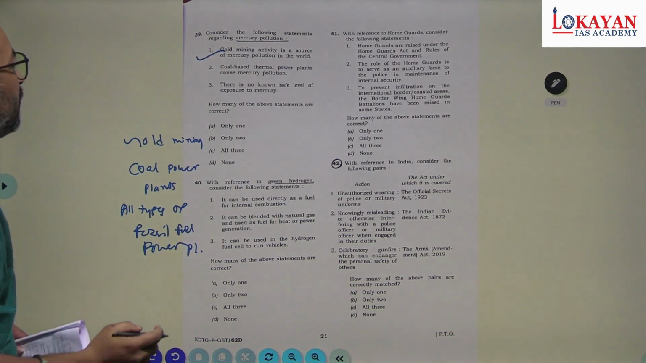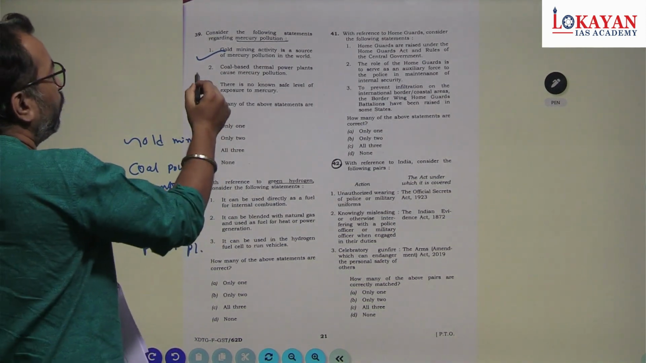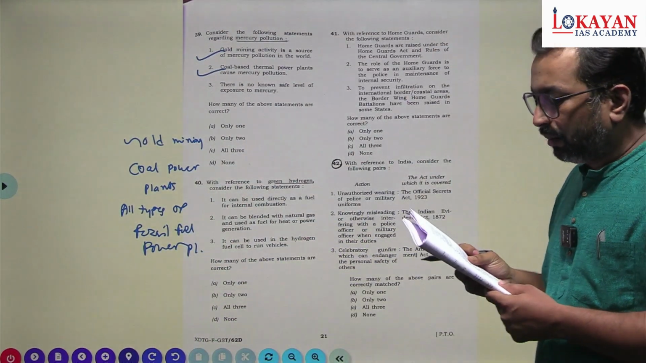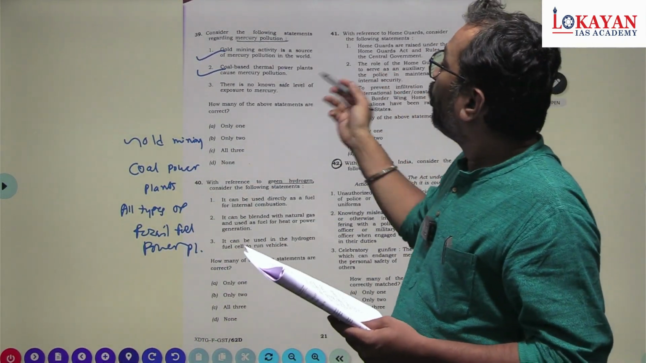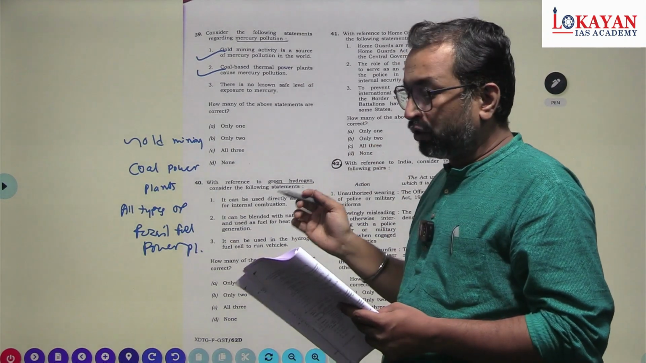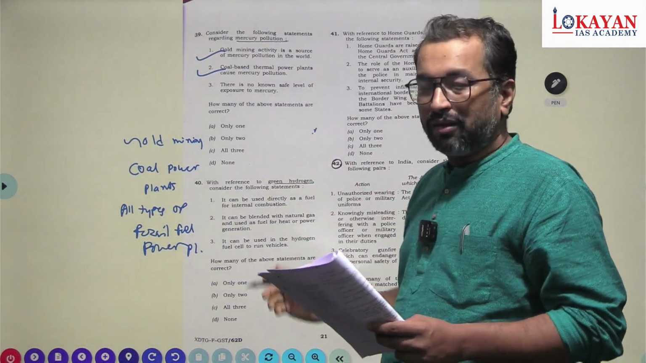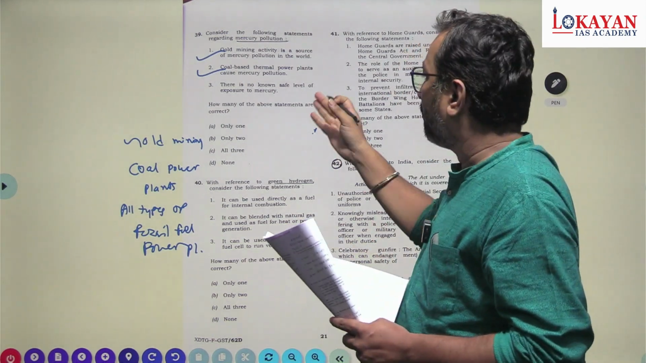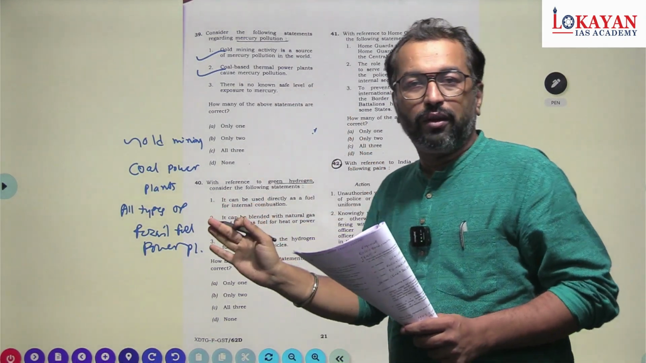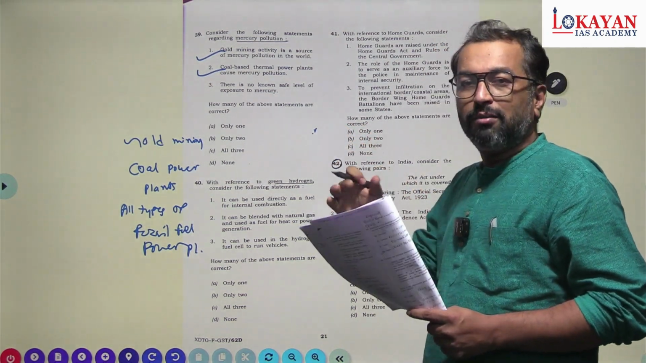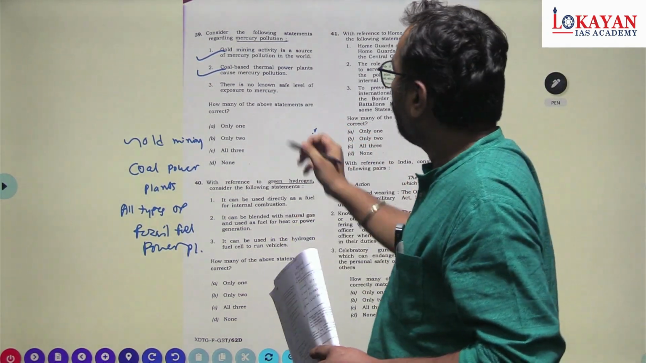Yes. Coal based thermal power plants cause mercury pollution. Yes, because coal is a fossil fuel, so it causes mercury pollution. There is no known safe level of exposure to mercury, right? So there might be a confusion. Some might say, how can this happen? There must be some higher level. Beyond that, exposure of mercury must be harmful. But actually, this is also correct.